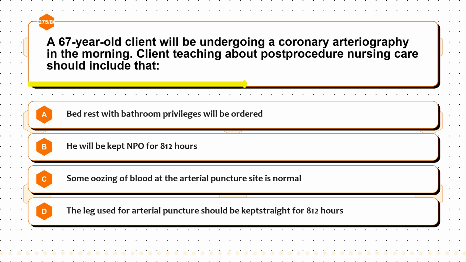Option B. He will be kept NPO for 8 to 12 hours. Option C. Some oozing of blood at the arterial puncture site is normal. Option D. The leg used for arterial puncture should be kept straight for 8 to 12 hours.